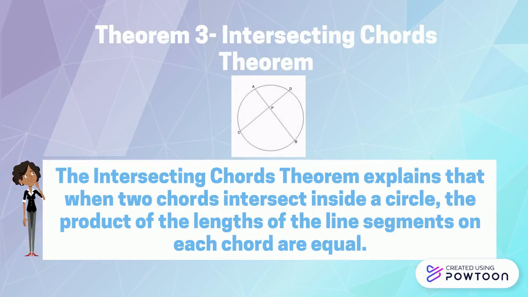Next, we have the intersecting chords theorem. This theorem explains that when two chords intersect inside a circle, the products of the lengths of the line segments on each chord are equal. So in the figure above, AP times PB would equal CP times PD.